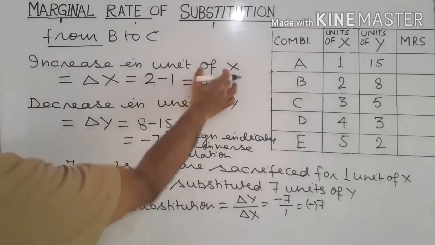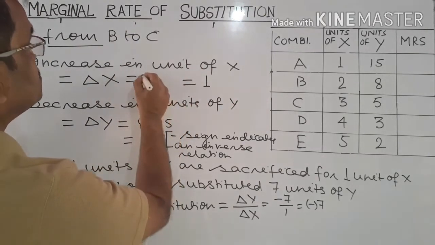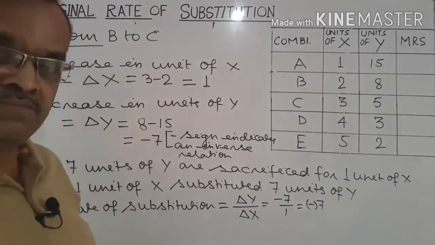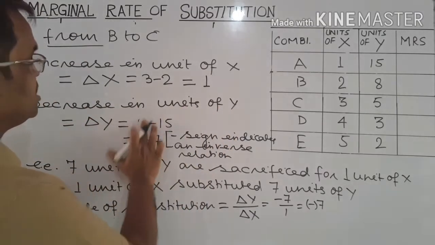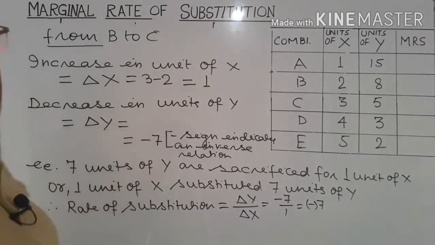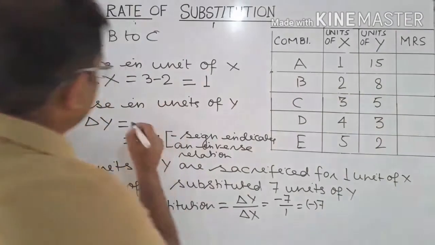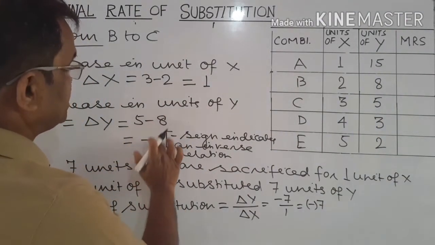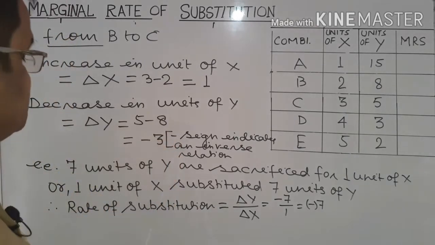That is the increase in units of x. This is equal to 3 minus 2, that is again 1. But the decrease in units of y, this is equal to delta y, means units of y sacrificed, and that is equal to 5 minus 8, that is minus 3. Again this negative sign shows the inverse relationship.